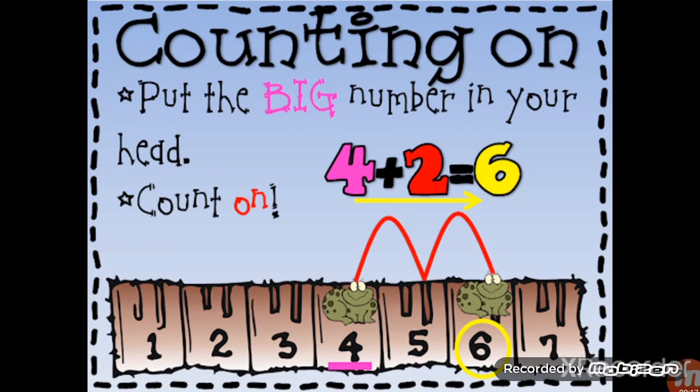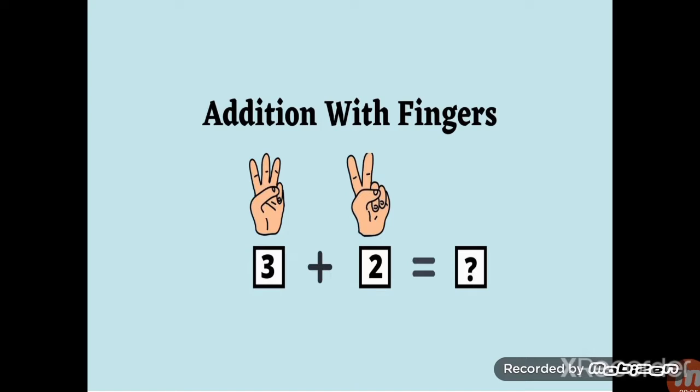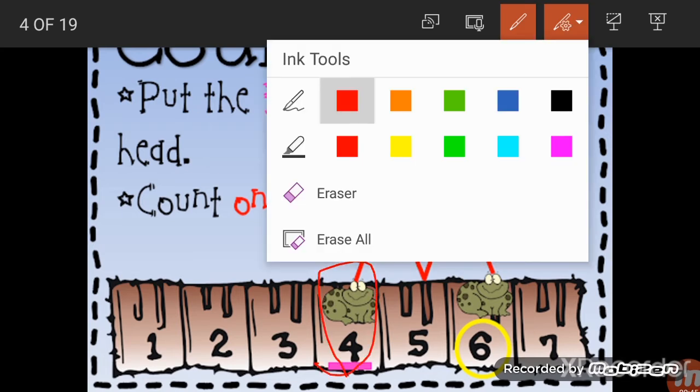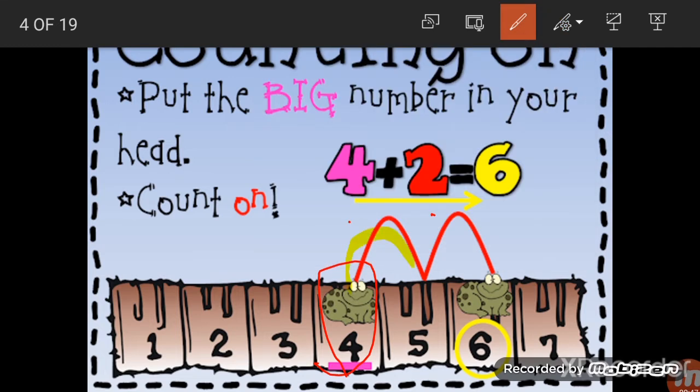We use the method of counting on. Hope you all remember that we used to put the bigger number in our heads, and then we used to count on. Like 4 plus 2: you keep the bigger number in your head. 2 is bigger or 4 is bigger? Right, 4 is bigger, so we kept 4 in our head, and then we counted on 2, like 5 and 6. So this was the method that we used earlier.